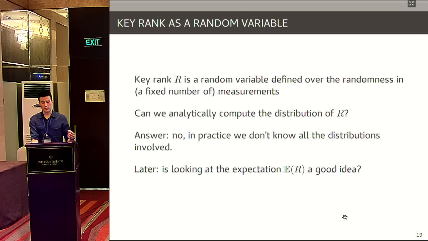So at this point, there has been some work done by people who do evaluations on how to incorporate rank into evaluations. Where we started with this work was to do the obvious thing and say the rank is a random variable defined over the randomness in a fixed number of measurements. So if you pick an attack strategy, pick a fixed number of measurements, and run the attack several times using different freshly gathered acquisitions, you'll have different ranks come out. And the interesting question is, how different will these ranks be?